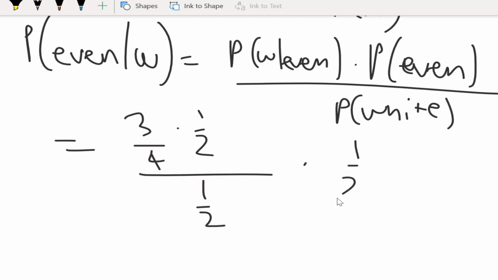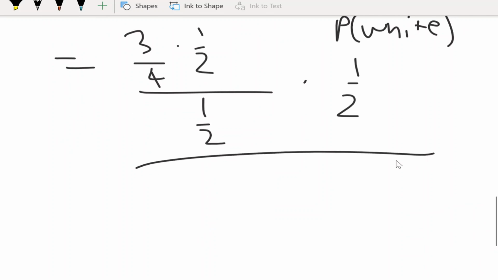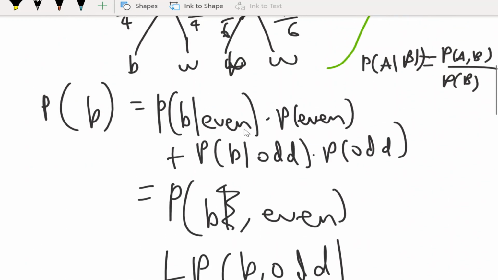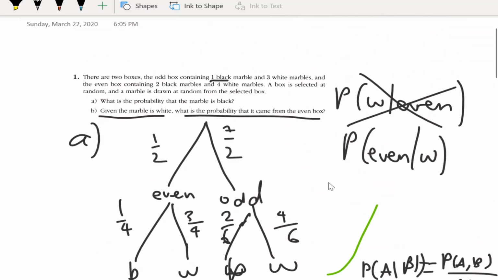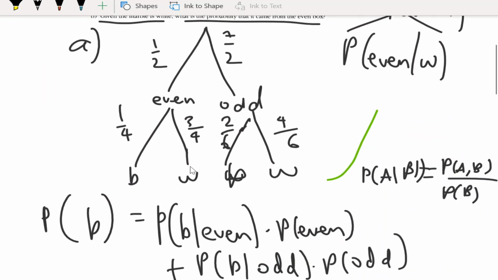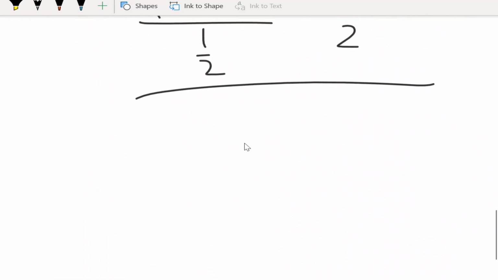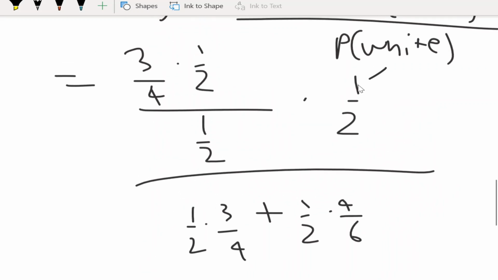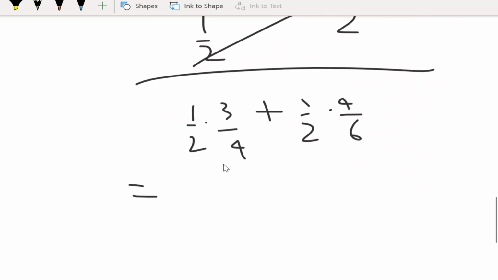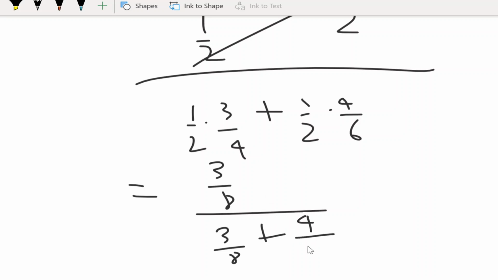The probability of even we know is half, and the probability of white we can calculate using the same logic as before. I'll use the intuitive way, where we do white and even plus white and odd. So you end up with half times 3/4 plus half times 4/6. We'll see that these halves cancel out, and then we have 3/8 on top, and 3/8 again from the half times 3/4, plus 4/12 on the bottom.